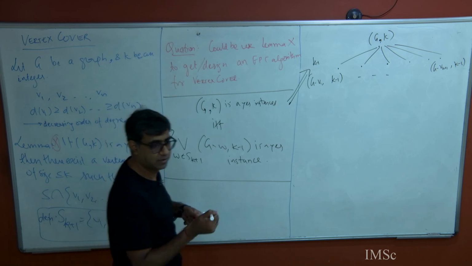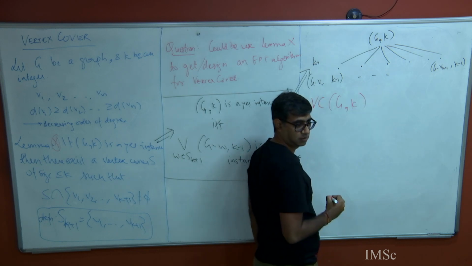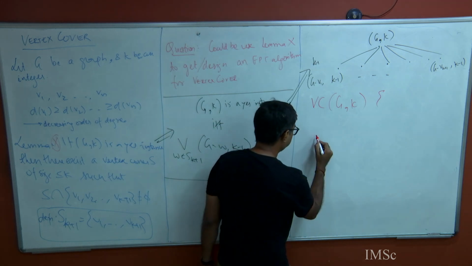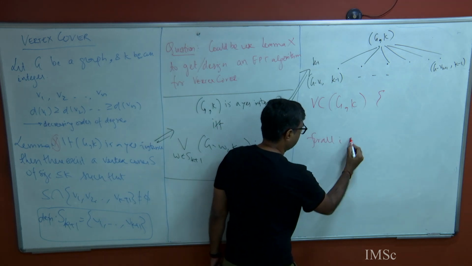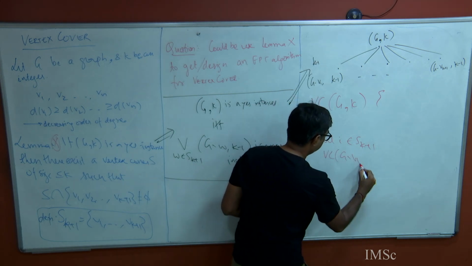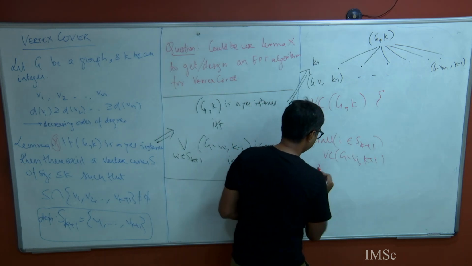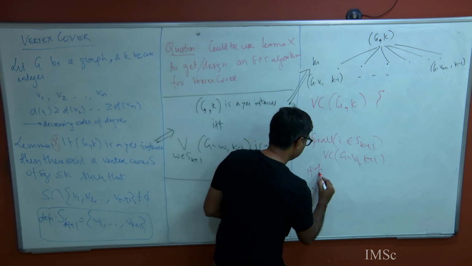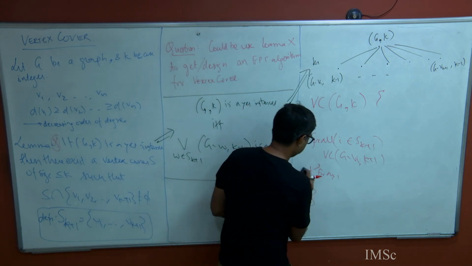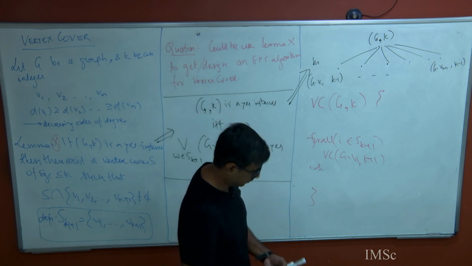So, if I have to write it, what will I write? Vertex cover (G, k), right. This is my instance, okay. For all i in S_{k+1}, call vertex cover on (G minus V_i, k minus 1), right. For any, okay, I need some base case, right. What is a base case? I need some base case if I have to write the algorithm, right. What is a base case here?